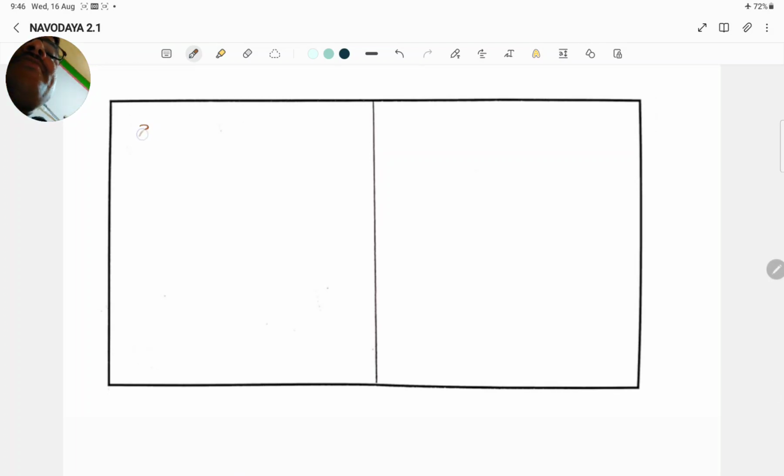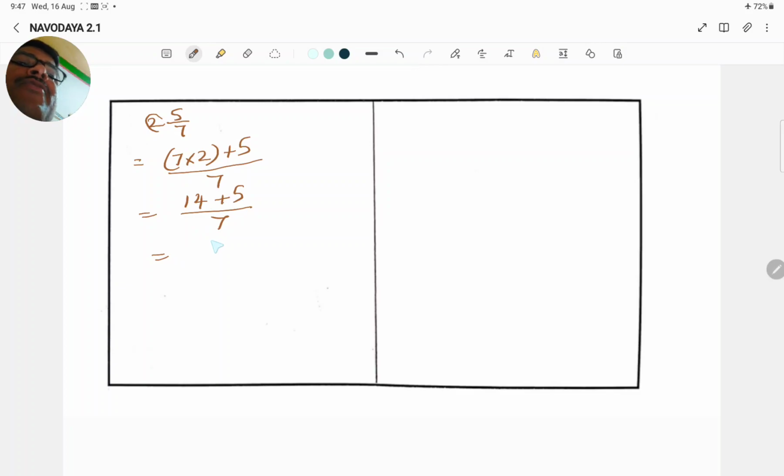Take the mixed fraction 2 5/7. This is a mixed fraction because 2 is the whole number part, and 5/7 is the fractional part. I want to convert this mixed fraction into an improper fraction. First of all, keep the denominator 7. Then 7 into 2 plus 5, divided by 7. 7 into 2 is 14, plus 5 is 19, divided by 7. This is the improper fraction.